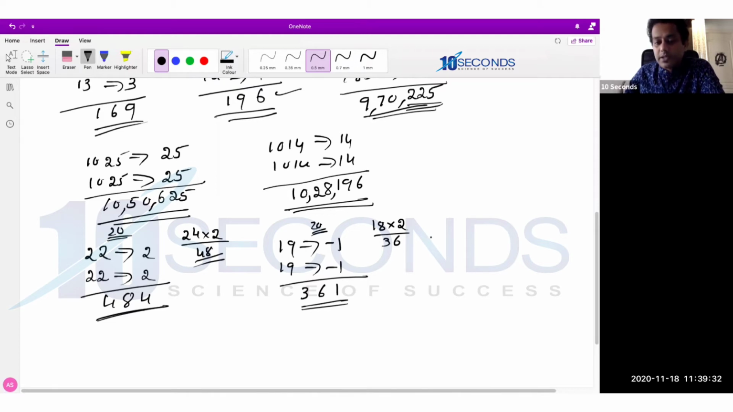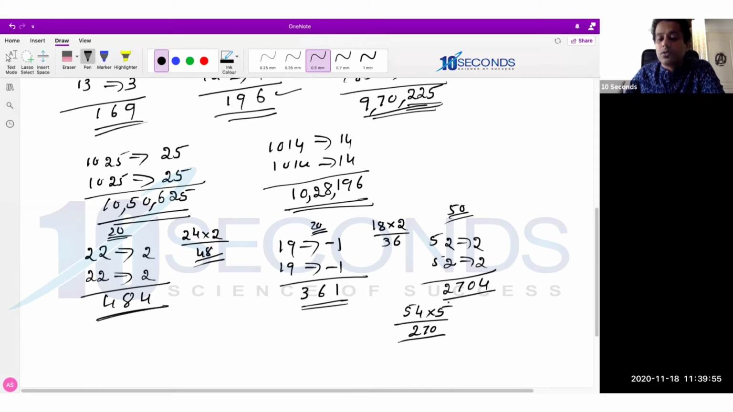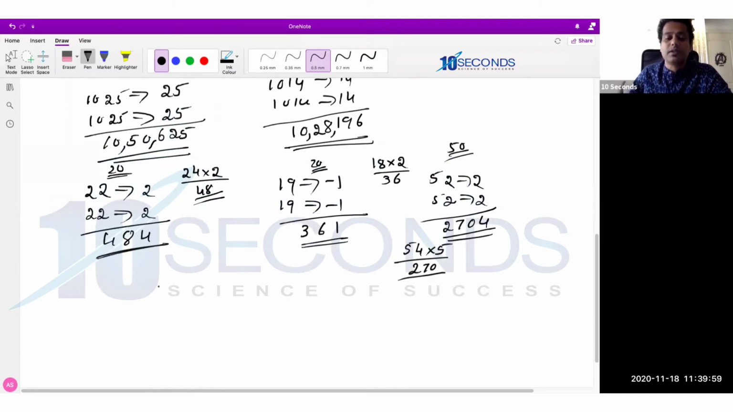Now if I take 52 into 52, 2 more than 50, 2 into 2 is 4. 50 is the base but it is not a place value, it is 5 times the place value. 52 plus 2 is what? 54. You have to multiply by what? 5. Yes, 270 is the number. So 2704 it is, into 5 because 50 is the base.